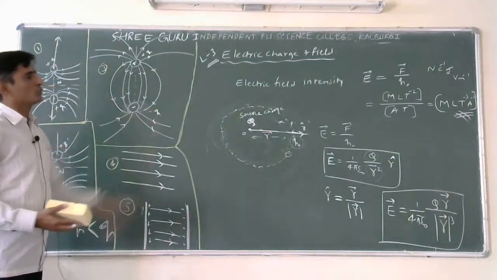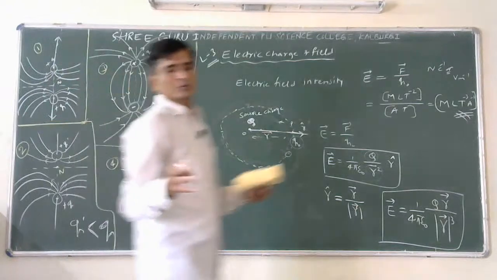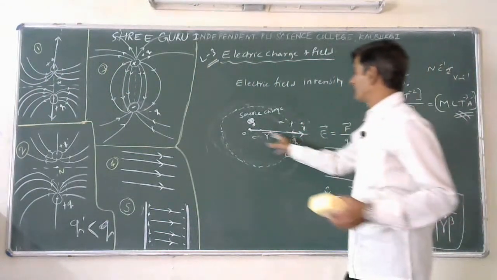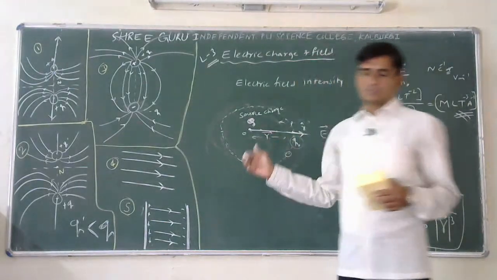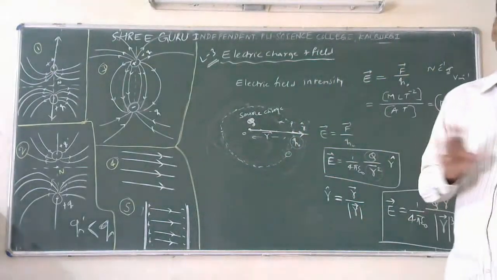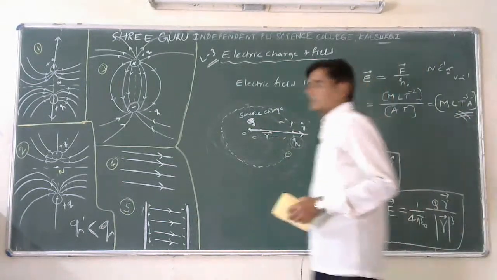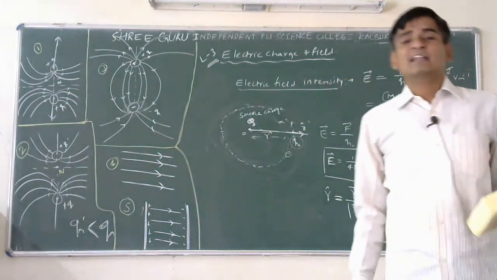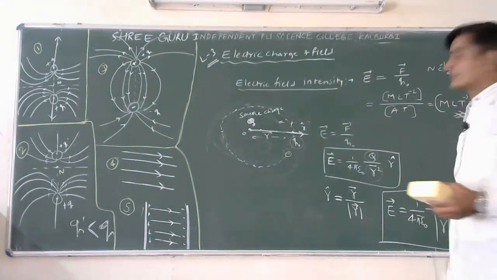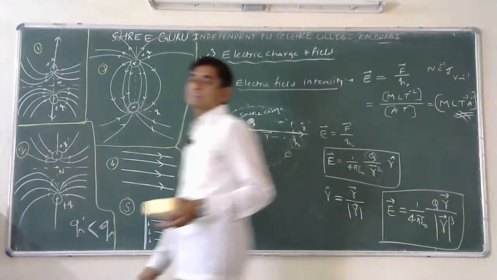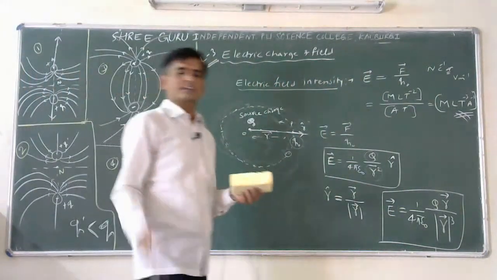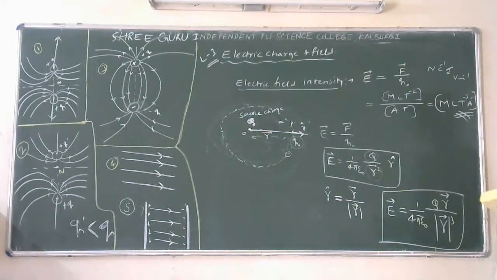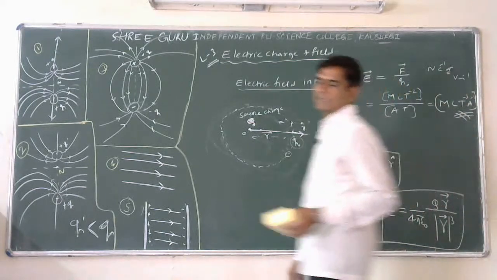So hope you understood about the electric field intensity. Electric field intensity only depends upon the source charge and the distance between the source charge and a point. And electric field intensity does not depend upon the test charge. Electric field intensity is also called electric field strength, generally just electric field, or electric field vector. And always it is denoted by capital E.